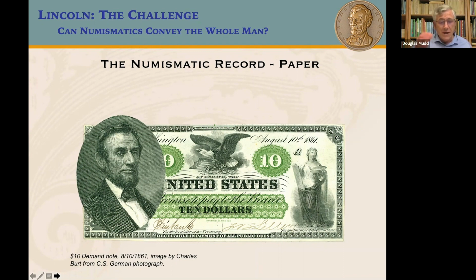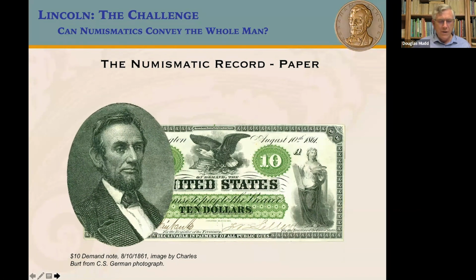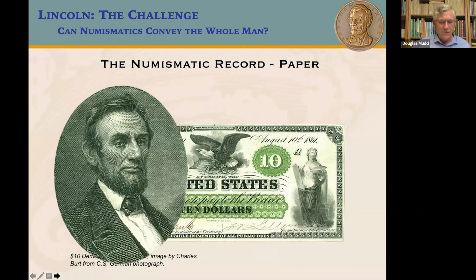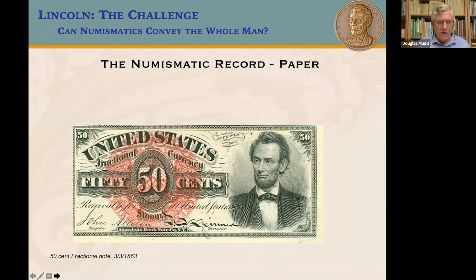So here you see a Lincoln that is basically very neutral. He has a stern face, but there is no real emotion in it at this point. He's just looking on at the world. You can see his large ear, his prominent nose, but there's no particular impression other than as a stern leader figure. There's the larger version of it. Then we'll go on to one of the fractional notes, a 50-cent fractional note from 1863.